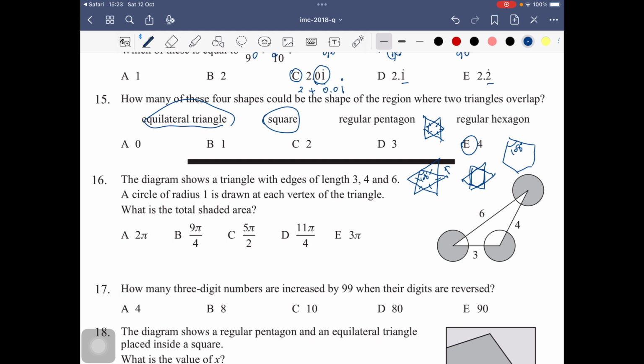Number 16. The diagram shows triangles with edges 3, 4, 6 stacked in 1 row. Total shaded area.